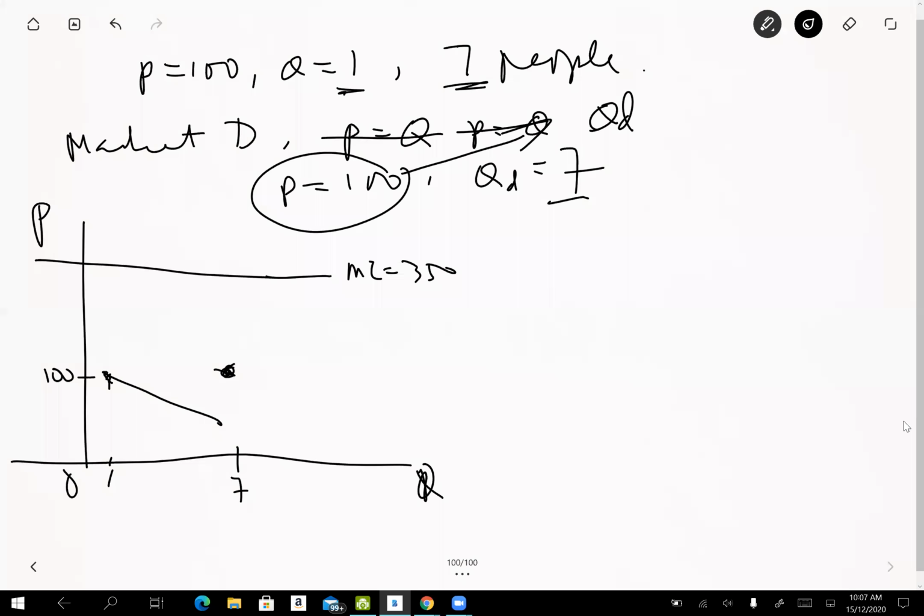Because the highest point, the highest price, is 100, so that will be the highest point. You cannot go any more than that, all right? So like our friend was saying, the market demand will go like that. That's the market demand.